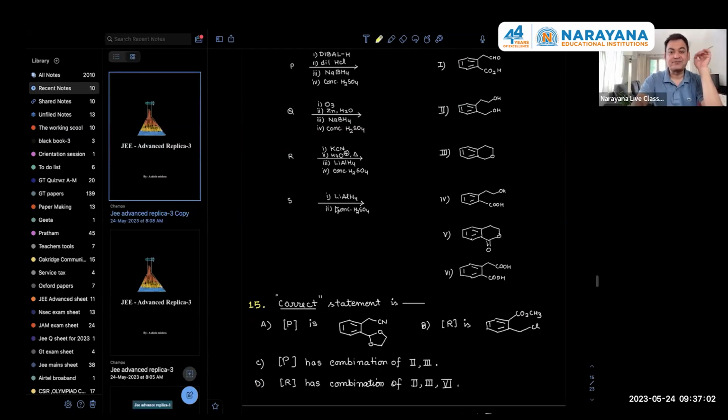What is the question? These are P, Q, R, S, some reagents, and the products will match with any one of them. Now, the correct statement is: P is this, R is this. P has a combination of second and third, right? Because if P is the reactant, it may have a combination of second and third. R has a combination of second, third, fourth. Like that, you need to check. You got the question? That kind of question JEE usually asks.